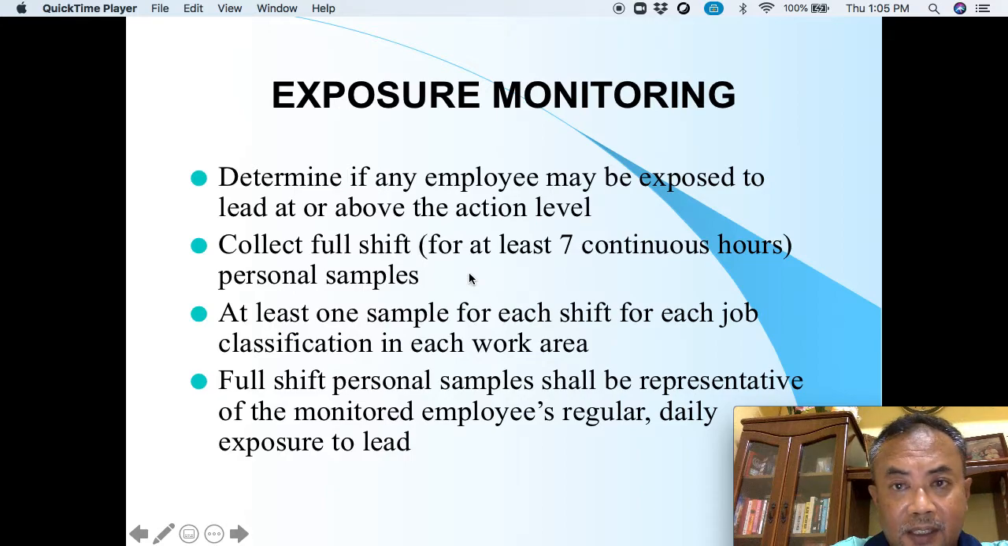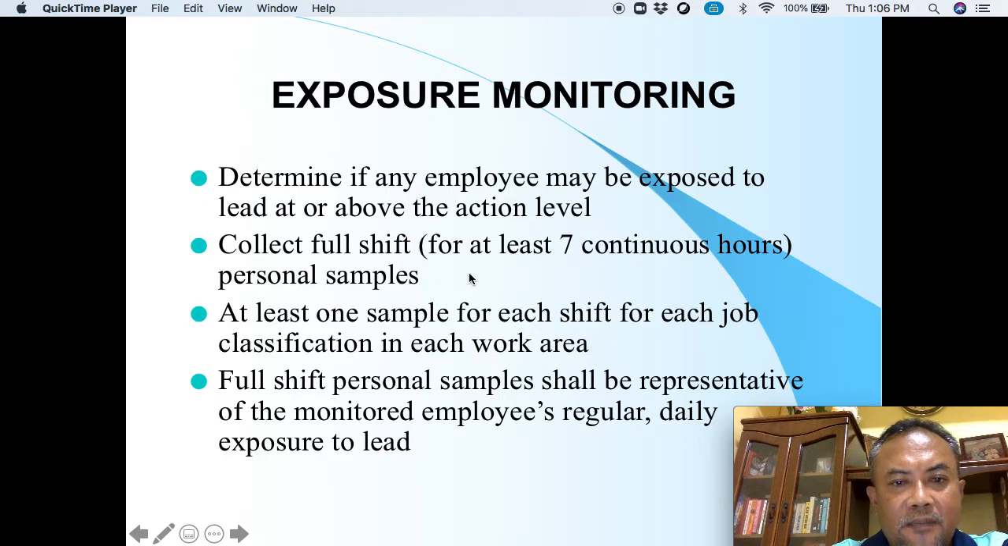So individuals who work at this lab have to collect their samples individually, at least 7 continuous hours. So if they're working 8 hours or more than 8 hours, they have to measure at least seven continuous hours. And then at least one sample for each shift, for each job classification in each work area. So they have to collect one sample for each shift. So if they work after office hours or in the morning, at least one sample.